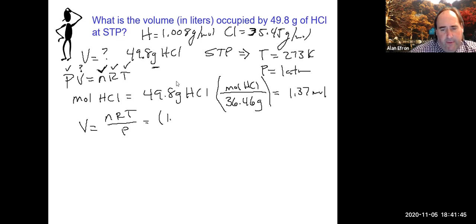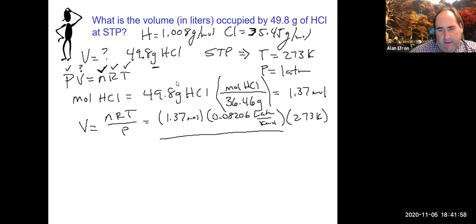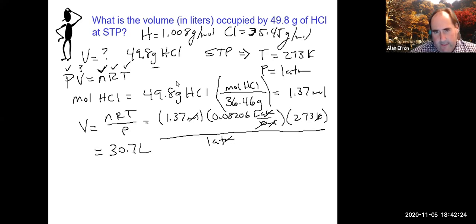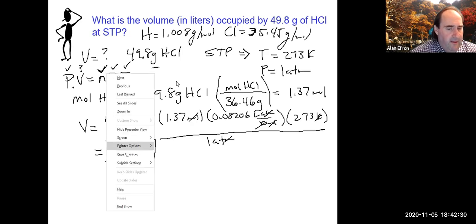And putting in our numbers, 1.37, our 0.08206, and our temperature of 273 Kelvin, again, all divided by our pressure of 1 atmosphere. Again, atmospheres cancel, moles will cancel, Kelvin will cancel. We are left with liters at this point, and that would get us 1.37 times 0.08206 times 273. Looks like 30.7 liters would be our answer here. First off, any question on that calculation there?